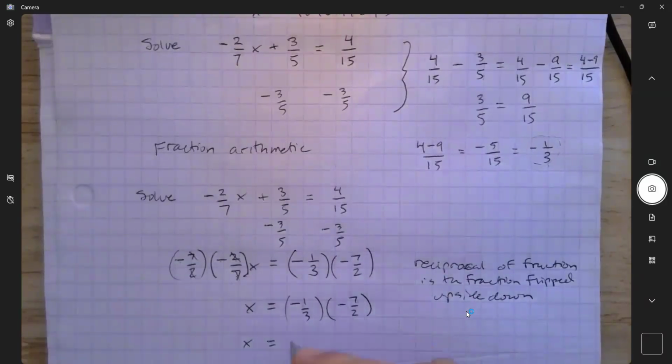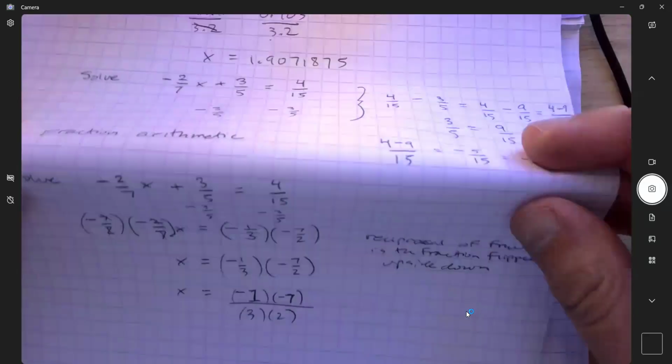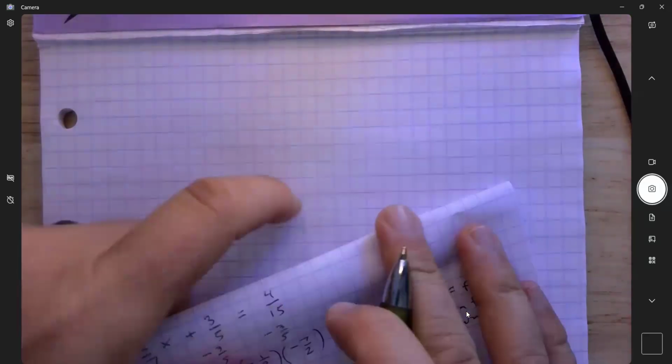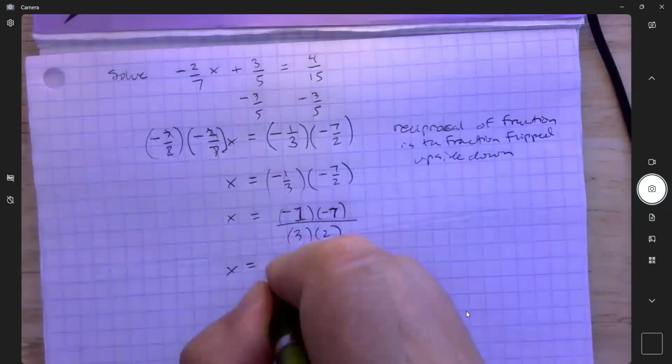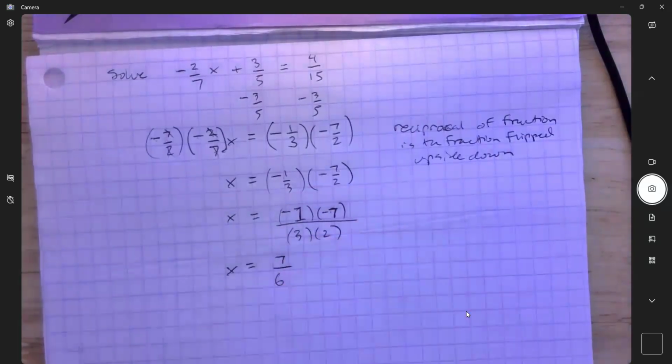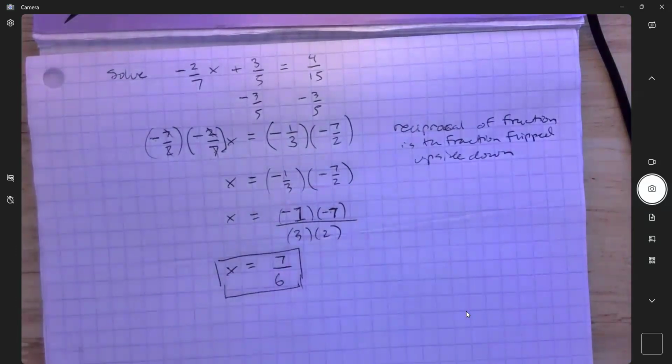Minus 1 times minus 7. Sorry, that's a minus 1 times minus 7 on the top, and 3 times 2 on the bottom. Minus 1 times minus 7 is positive 7. 3 times 2 is 6. And I have solved my equation. X equals 7/6 is the number that makes my equation true.